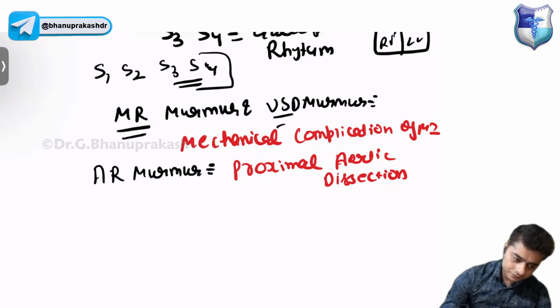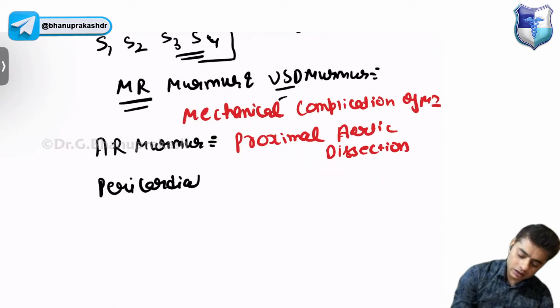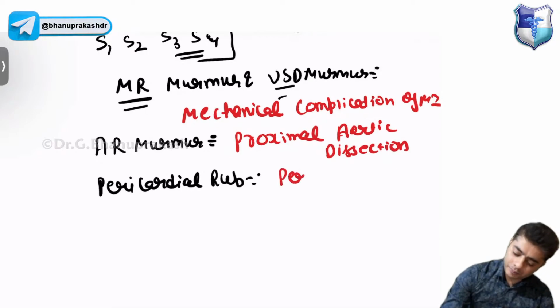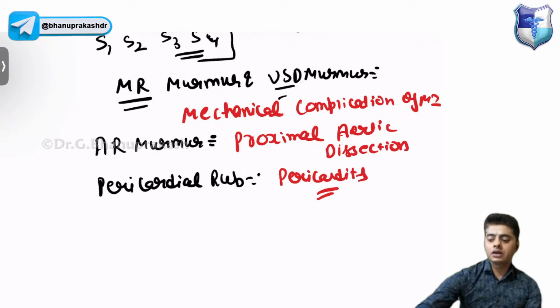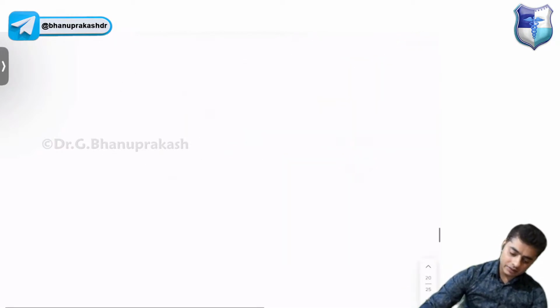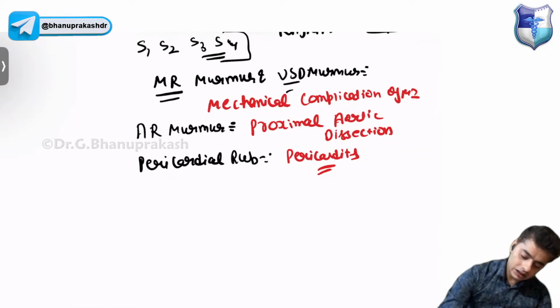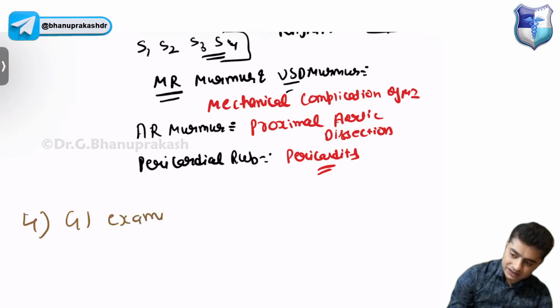Also, you can get a pericardial rub, which you see in a pericarditis kind of picture. Okay, so this cardiac examination part is complete. After cardiac examination, we will come to your GI examination. So what can you get in GI examination?